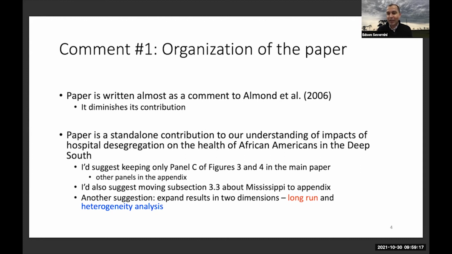Also, I'm guessing one of the things the referees might have said is, there's a downward trend and you're not controlling for it, so what is it that we are actually capturing in the diff? So I would suggest some reorganization, to make sure it's not seen as just an extension of Almond et al. I would suggest expanding the paper in two dimensions. One is more longer-run effects and some heterogeneity analysis.